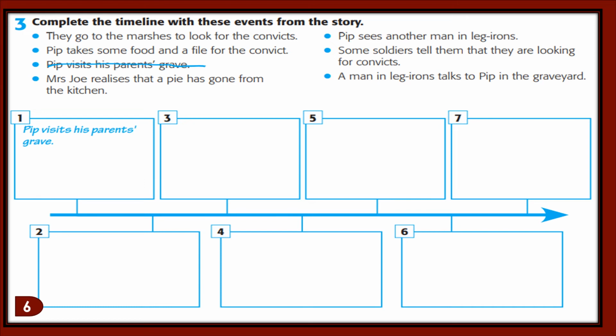Number one has been done for you. Number one is already done: Pip visits his parents' grave. Let's read the events. They go to the marshes to look for the convicts.